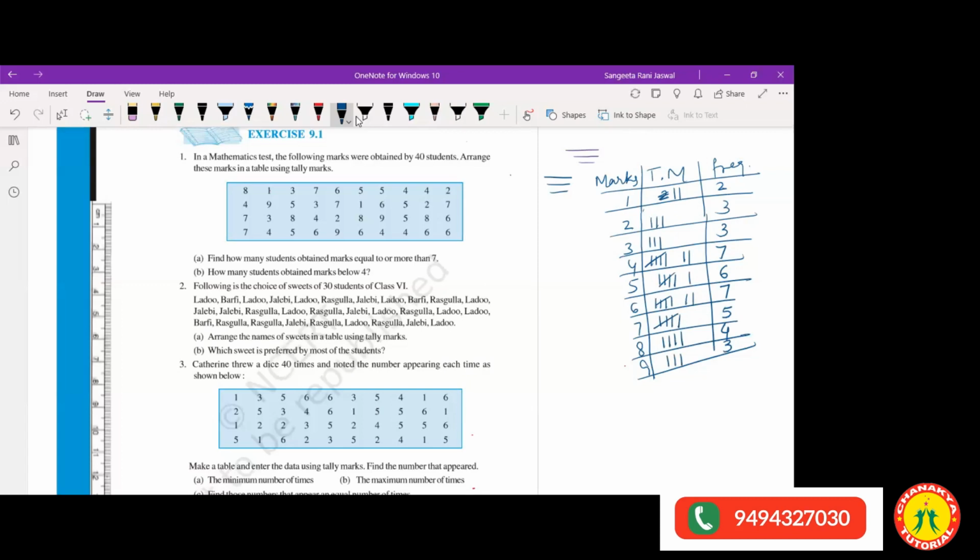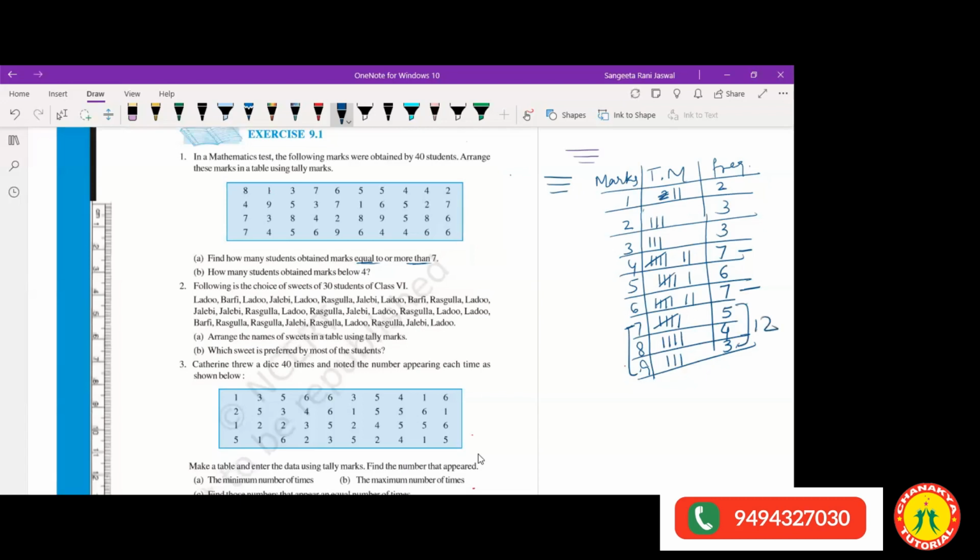Now what is the answer for the first one? Find how many students obtained marks equal to or more than 7. How many got more than 7? Equal to or more than 7. Ma'am, 12. So that means equal to 7 are these, and 7 and more than 7, so that's 12.